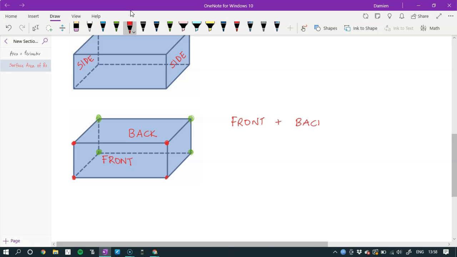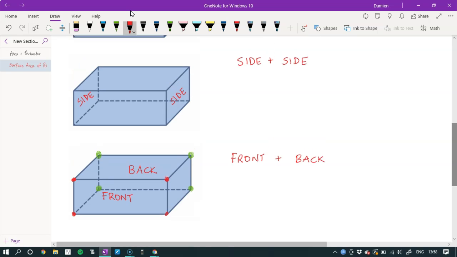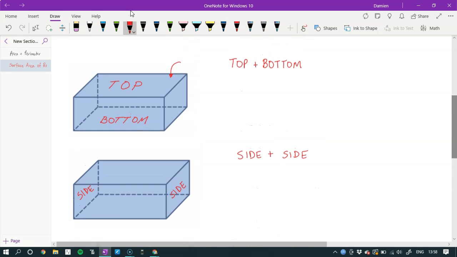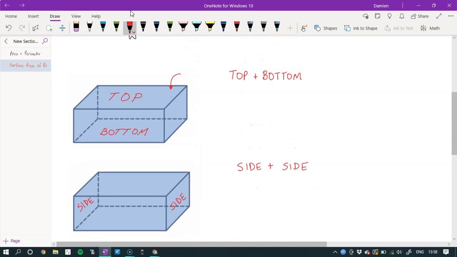Now all you've got to do is find the area of each of these. So for example, let's say you were asked to find the area. Let's say we had all along here as 10, and we had here as 6, and we had here as 4. So we have our 10, our 4, and our 6. So how do we find the surface area of this box? We have to find the area of each side.